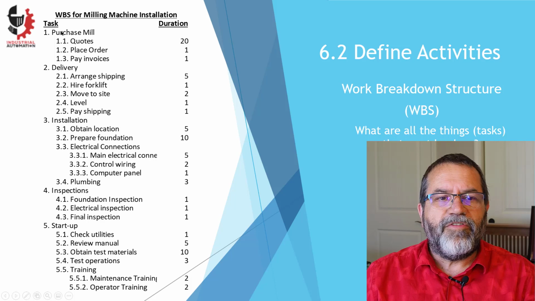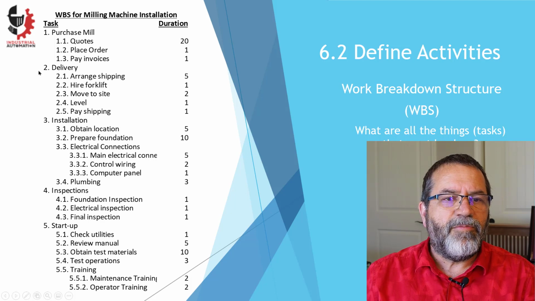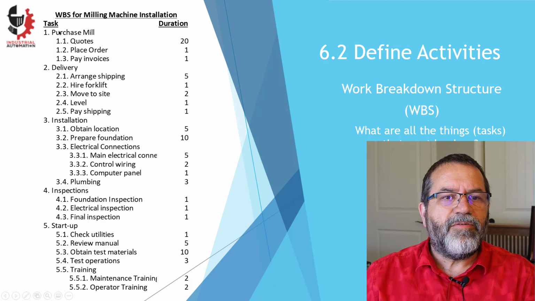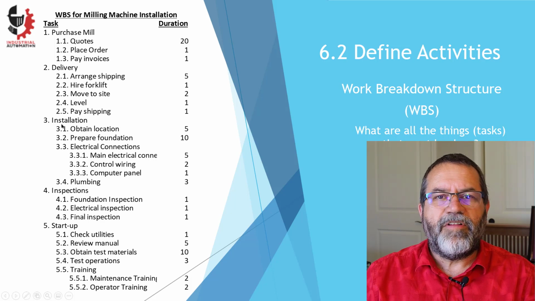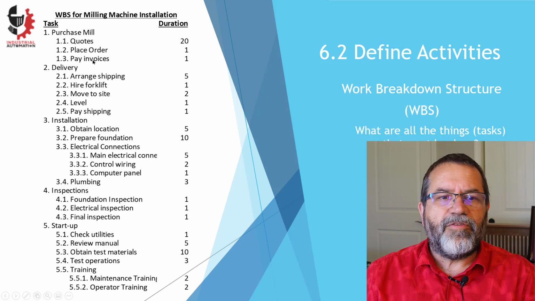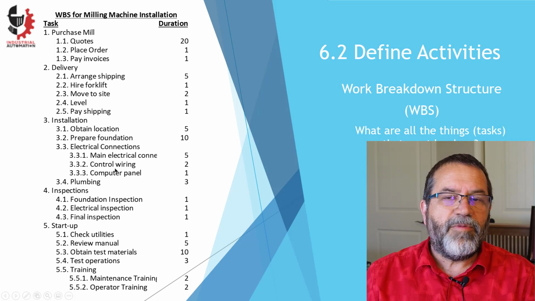So we have to purchase the mill. We need to do things like get our quotes, place an order. Eventually we have to pay the invoices. There's a delivery category. Now these are purchase, mill, delivery, installation. Those are main tasks. And quote, place order, pay invoices, those are subtasks. Sometimes we have 2 levels, sometimes down here we have 3 levels, and you might even have more levels.